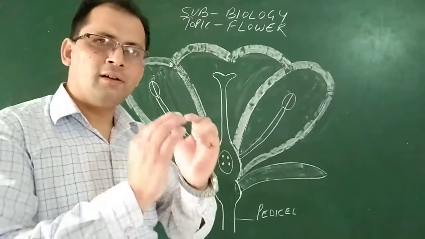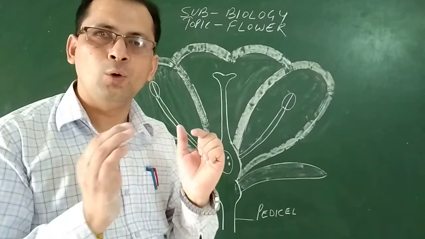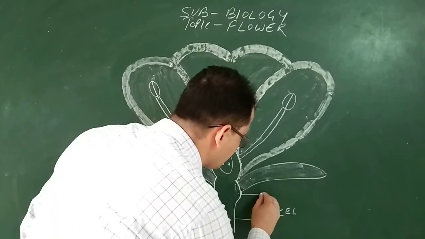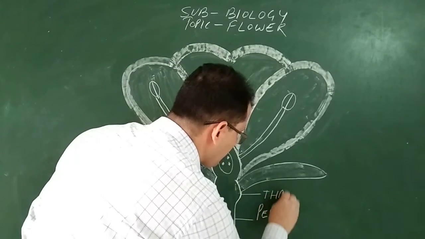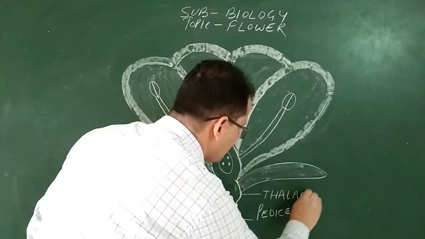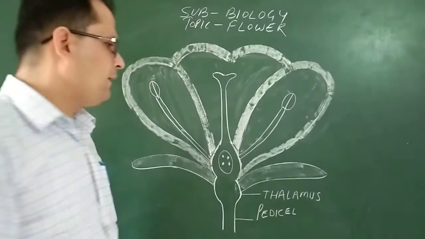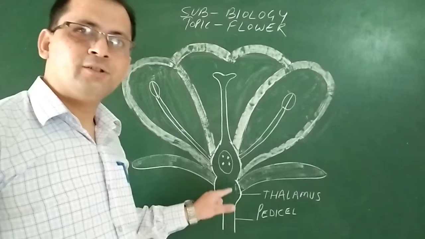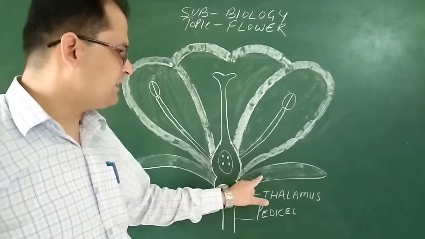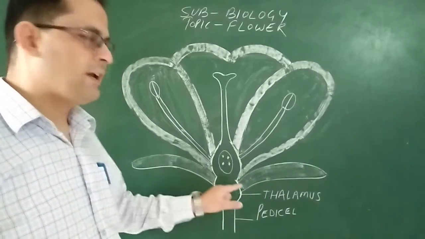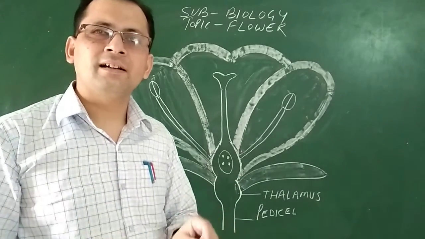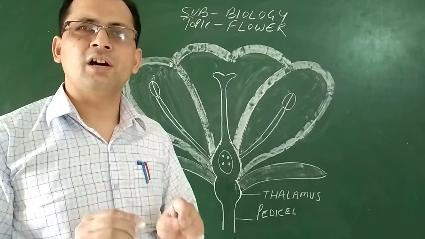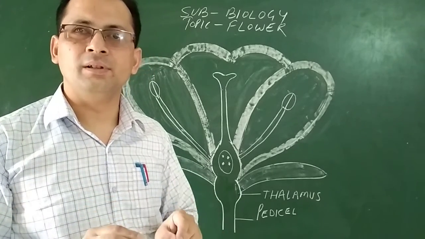Just above the pedicel, you can see here a swollen structure. एक थोड़ा सा फूला हुआ सा structure present है. It is known as thalamus. Okay, just on the sides of the thalamus you can see this and this. So these are the green leaf-like structures which are known as sepals.